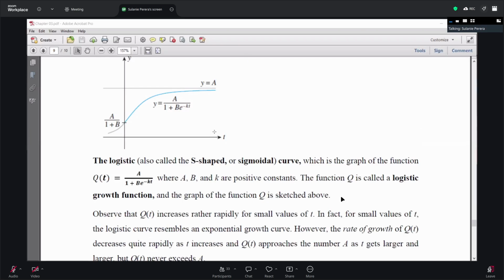So observe that Q(t) increases rather rapidly for small t. So look here, in this part, it increases rapidly, right? So for small t, it looks like a normal logistic curve.